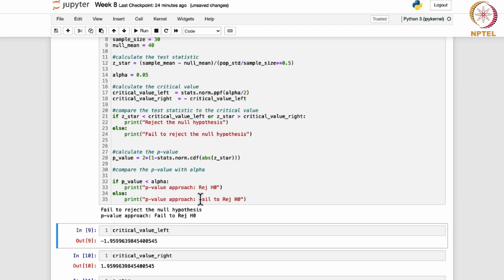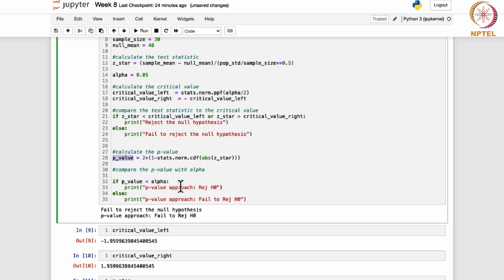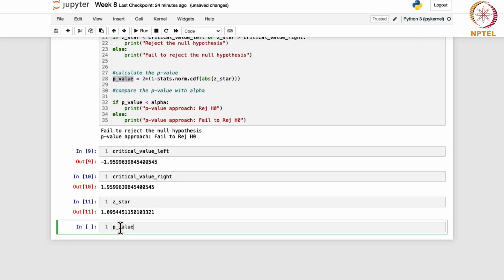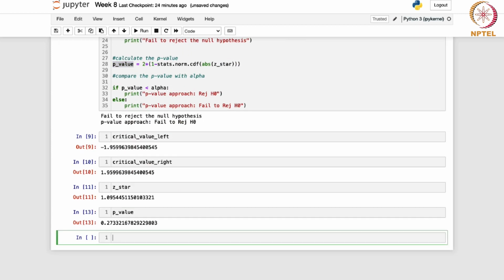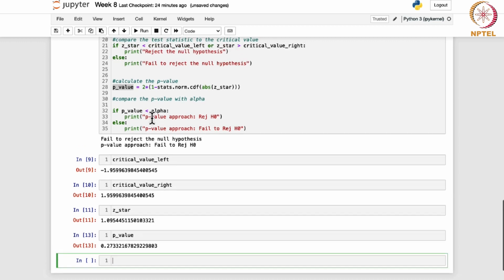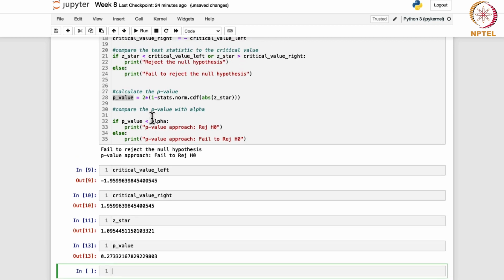So the p-value approach is printing. Initially, from the test statistic here, you already have fail to reject the null hypothesis, and the p-value approach is also giving you the same conclusion that you fail to reject the null hypothesis. So let us see what the p-value actually is. The p-value is 0.27, okay, and your alpha was 0.05, so obviously p-value is greater than alpha, so you fail to reject the null hypothesis.